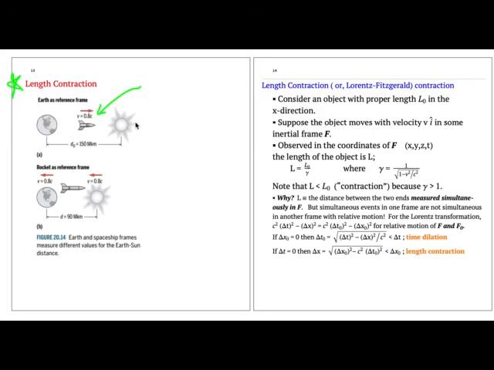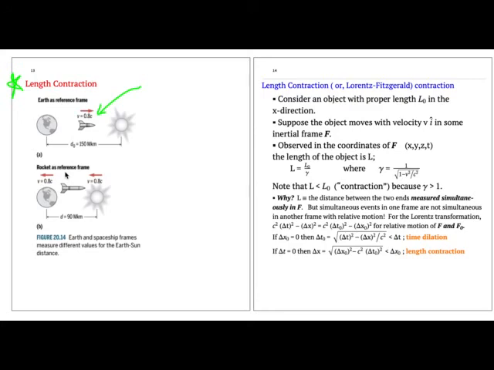So this is just a kind of a thought experiment. This is in the Earth frame of reference. In the Earth frame of reference, the rocket is traveling, let's say, at 80% the speed of light, and the distance from the Earth to the Sun is 150 million kilometers. 150 million kilometers. Mega kilometers.